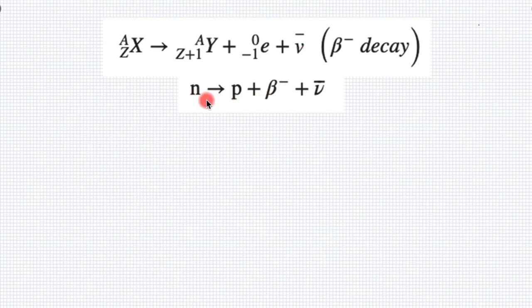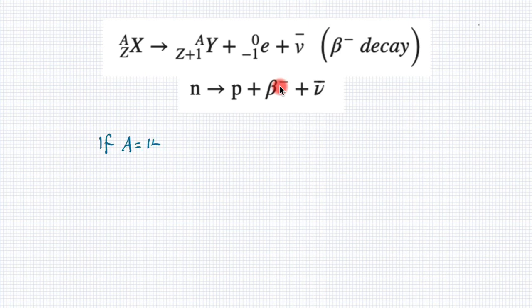So this represents that a neutron, which is made up of the 3 quarks, changes to a proton because one of the electrons is gone, leaving it with a net positive charge. And we have this beta minus particle.